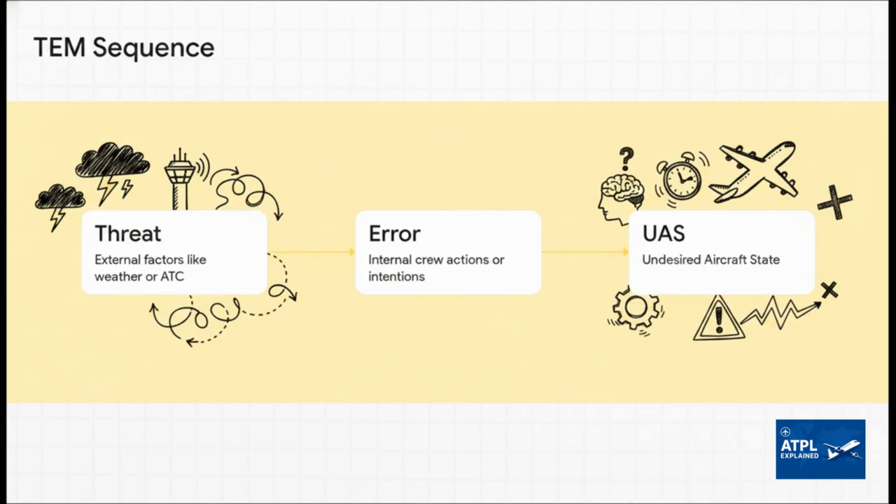If a threat or an error is mismanaged, it leads to Step 3, an undesired aircraft state, or UAS. This means the aircraft is in a position, speed, or configuration that reduces safety margins. Flying too fast on approach is an undesired aircraft state. It's the final link in the chain before an actual incident or accident occurs.